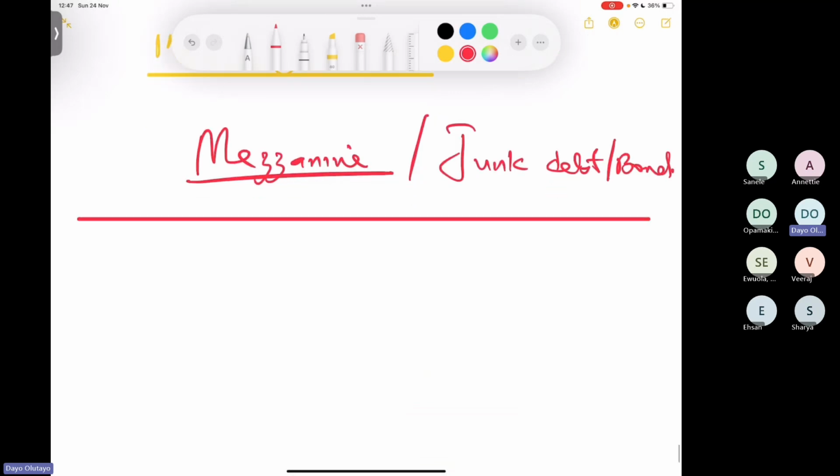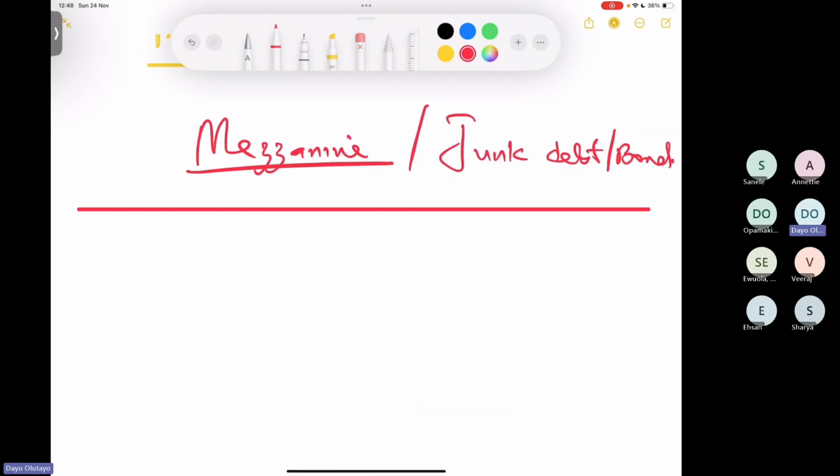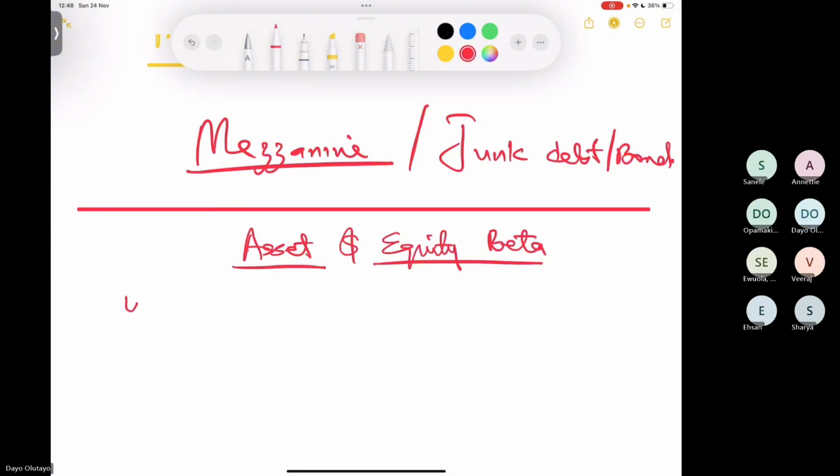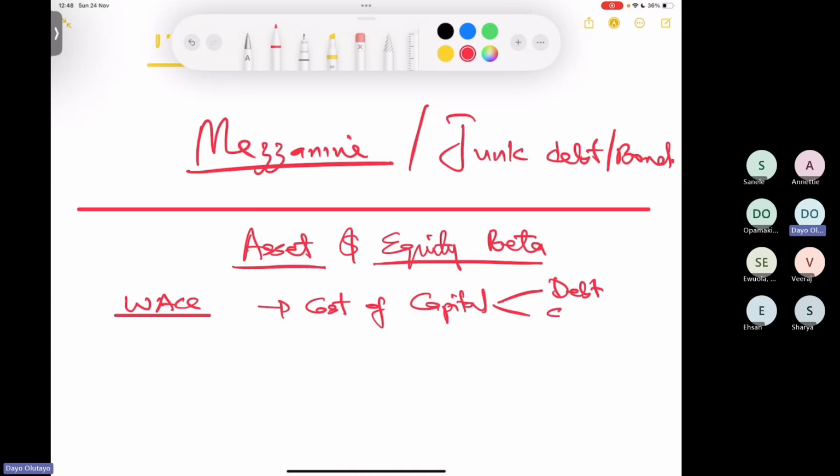Okay, so those are the theories, and very important to note them. Another a bit complex part that I think students also struggle with is the asset and equity beta. And why is this very important? We've said that WACC is very important in determining the cost of capital of any company. Remember, cost of capital is the cost of funds, and capital can be debt or can be equity.